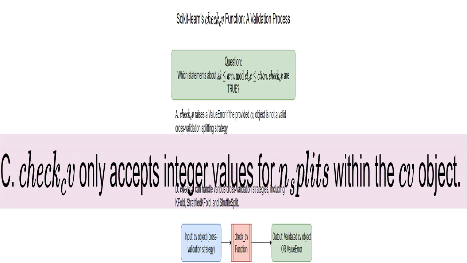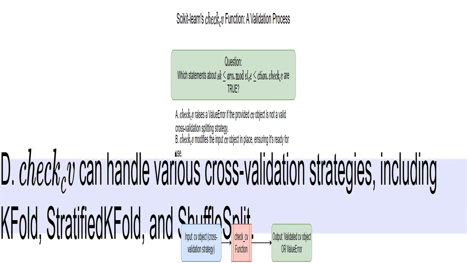Option C suggests that check_cv only works with a specific type of input, an integer value for the number of splits, n_splits. What other types of inputs might be valid for defining a cross-validation strategy? Think about things like kfold and stratified. Option D says check_cv can work with multiple types of splitting methods. Do you think this is true or false? Try to recall the types of cross-validation techniques you've encountered.